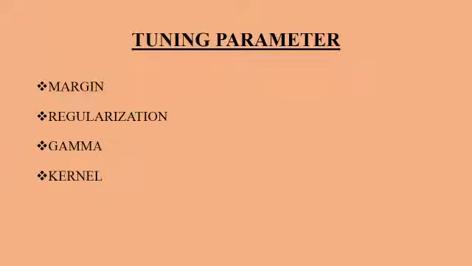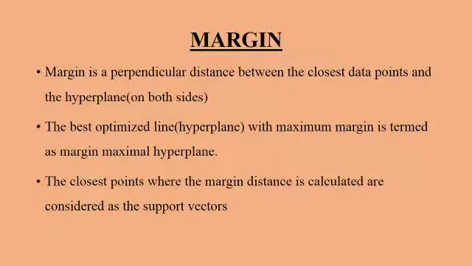Then let us move on to the tuning parameters. They consist of margin, regularization, gamma and kernel. Let us see what is margin. Margin is the perpendicular distance between the closest data points and the hyperplane. The best optimized line, that is the hyperplane with maximum margin, is termed the maximal margin hyperplane. The closest data points where the margin distance is calculated are considered as the support vectors, as shown in the figure.